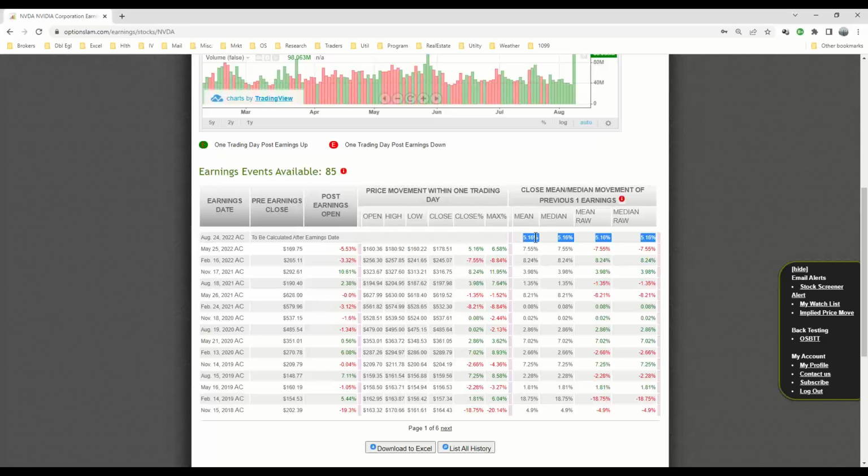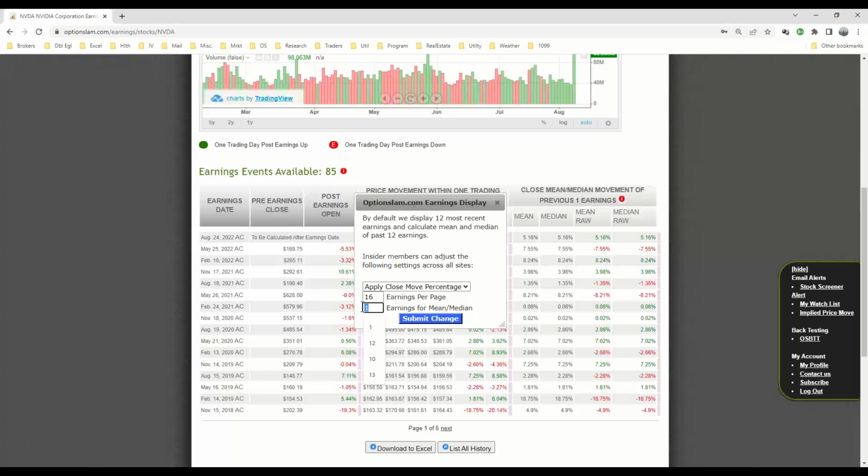so this is because the earnings event is not here yet. It's coming up on August 24th, very soon, in a couple of weeks, right? But in this area it says, to be calculated after earnings date. That's why these are blank. We can't calculate that because it hasn't happened yet. But this has happened because this is looking back. And we're only looking back 1 period.